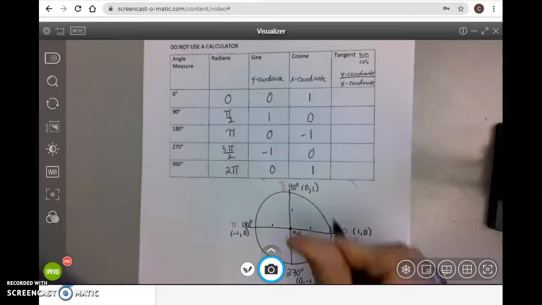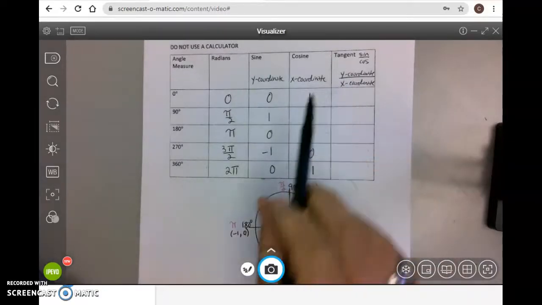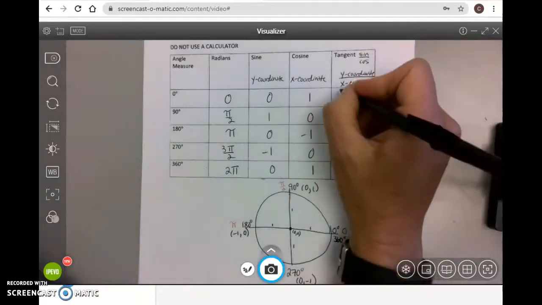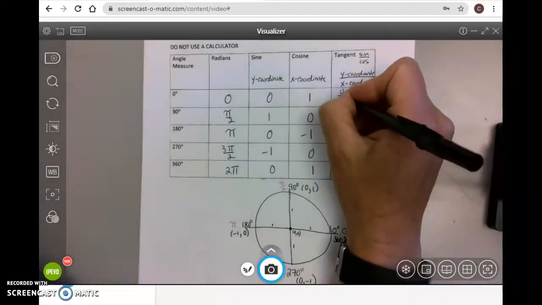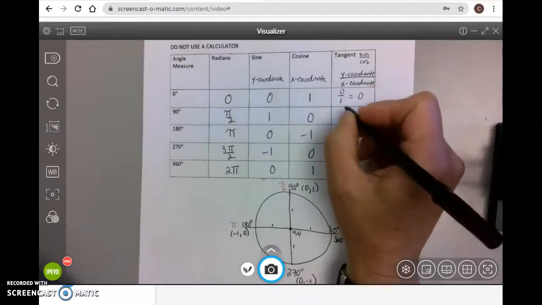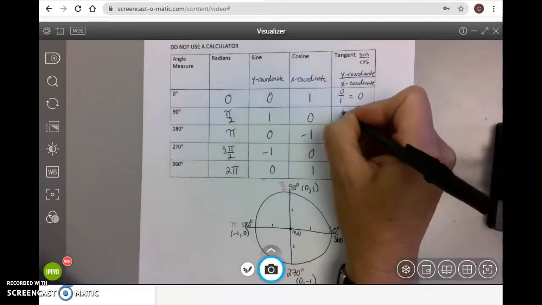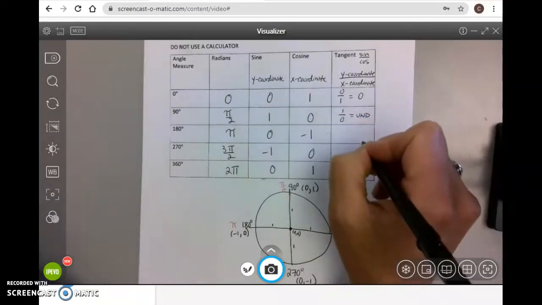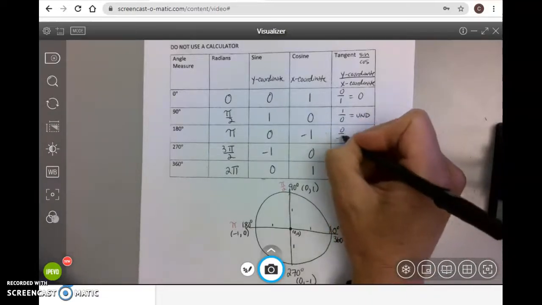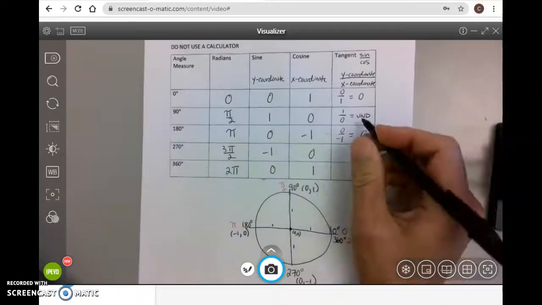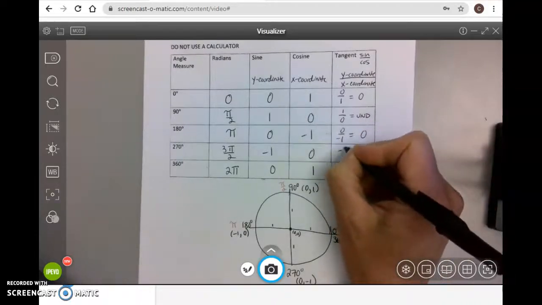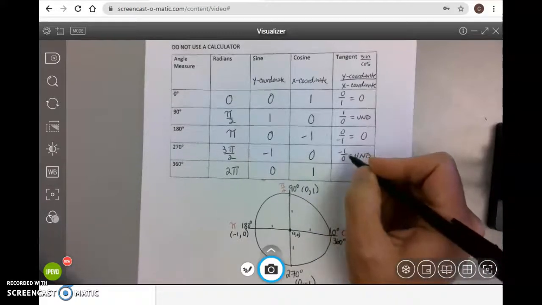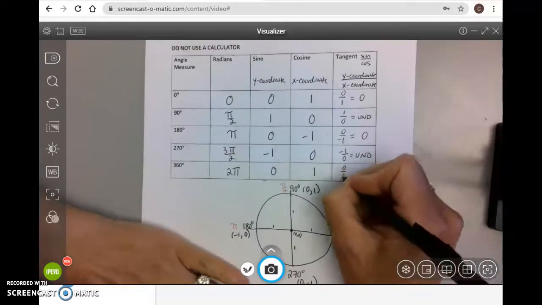Now for the tangent, the tangent says to take the y-coordinate and divide by the x-coordinate. So y divided by x would be 0 divided by 1, which is 0. For 90 degrees, that would be 1 divided by 0, which is undefined. For 180, the tangent is 0 divided by -1, which is 0. The tangent at 270 is -1 divided by 0, or undefined. And finally, the tangent of 360 is 0 divided by 1, which is 0.